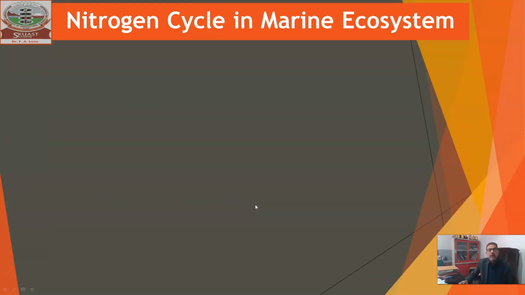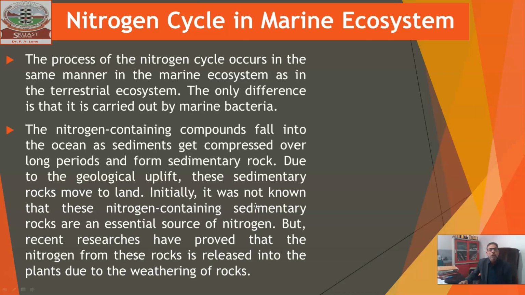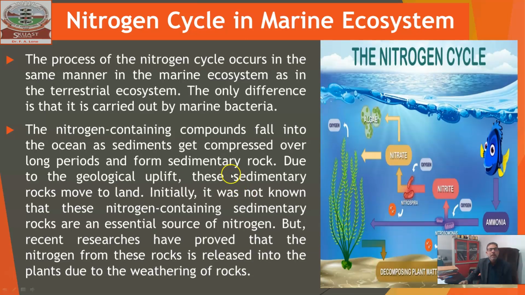Then the nitrogen cycle in the marine ecosystem. The process of the nitrogen cycle occurs in the same manner in the marine ecosystems as in the terrestrial ecosystem. The only difference is that it's carried out by marine bacteria, and the nitrogen-containing compounds fall into the ocean as sediments, get compressed over long periods and form sedimentary rocks. So in the oceans, you will also find that nitrogen gets stored in the sedimentary rocks.